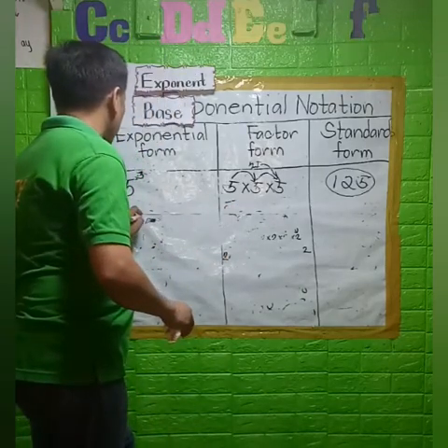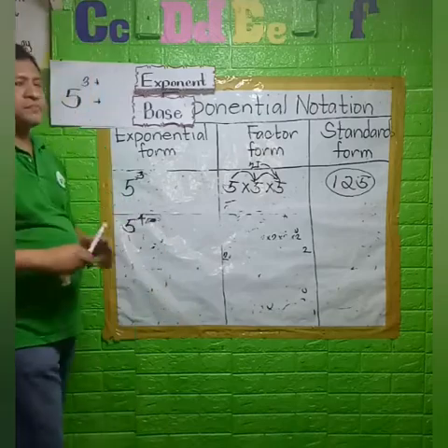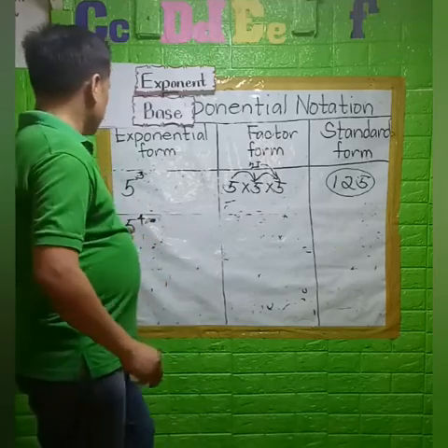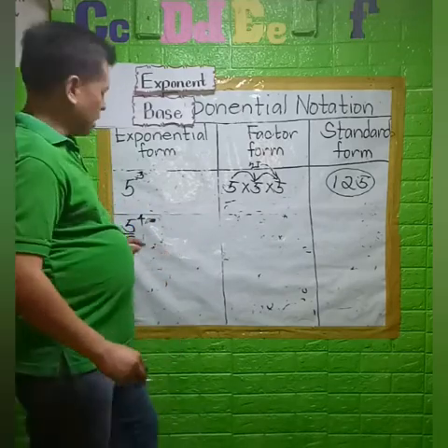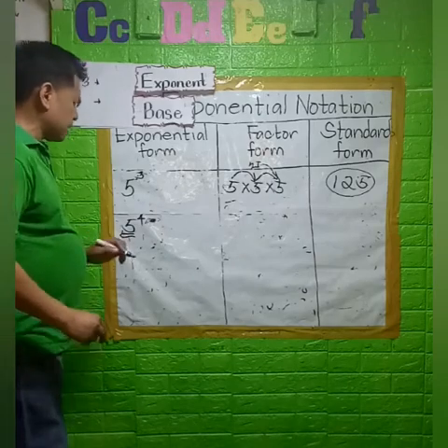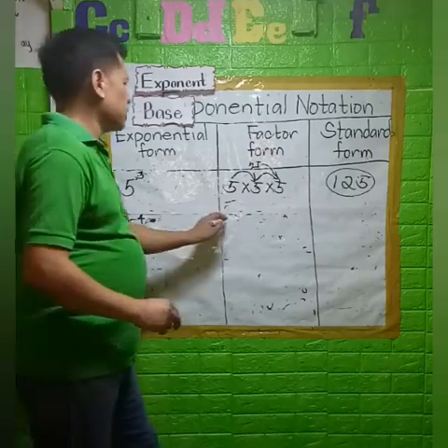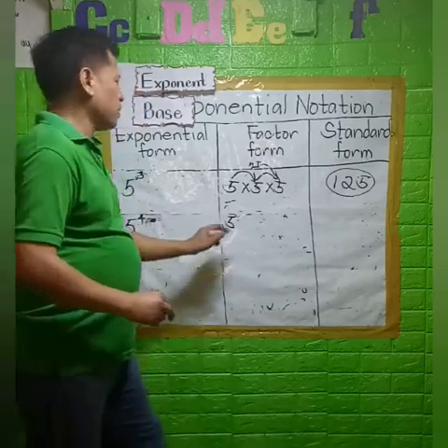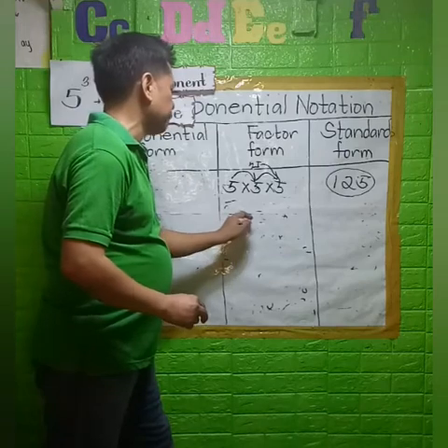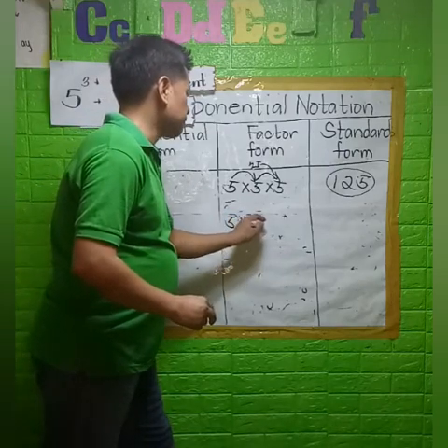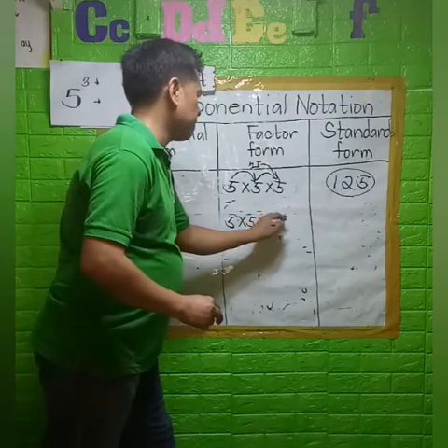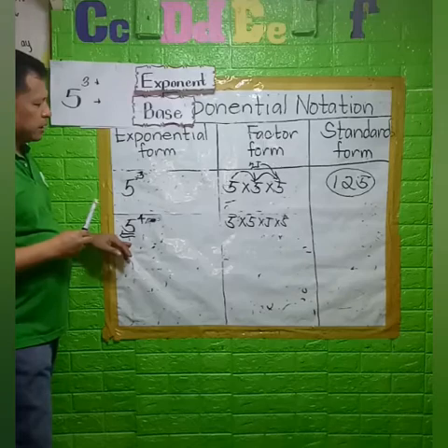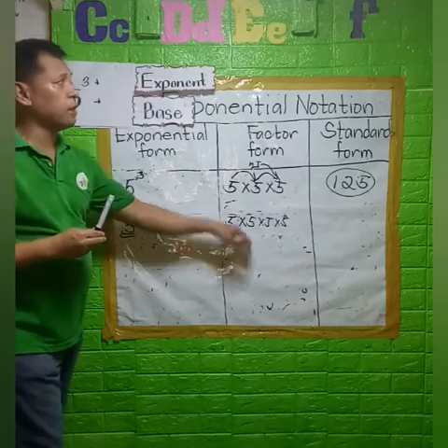So let's say, for example, magbibigay tayo ng isa pang halimbawa. 5 to the power of 4. So, paano natin isusulat ang expanded form? So again, our base, dito po tayo mag-base ng ating sagot, which is 5 again. So how many times are we going to multiply it? We are going to multiply the number by itself 4 times. 5 times 5 times 5 times 5. So this is how we express the exponential notation into expanded form or factor form.